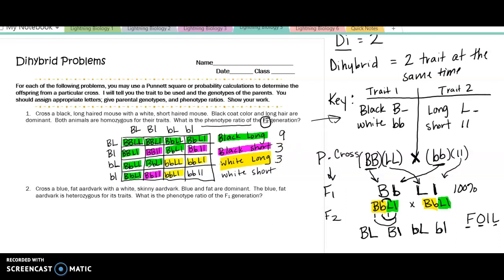And then last, but definitely not least, I'm going to have my white short. That is homozygous recessive in both. And you have white short right there. And so I will have just 1. And so my phenotypic ratio will be 9 black long to 3 black short to 3 white long to 1 white short. And I write that as a 9 to 3 to 3 to 1, going from most dominant to most recessive. And that is my phenotypic ratio.